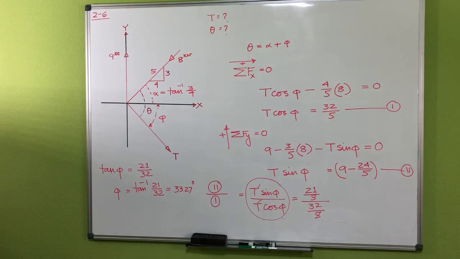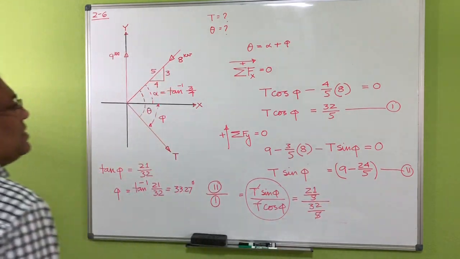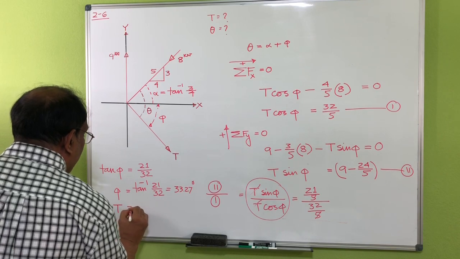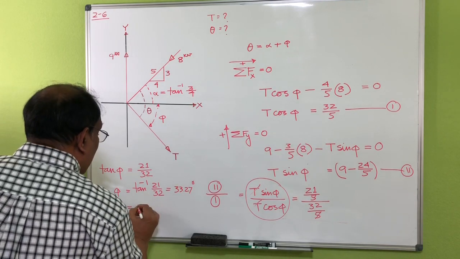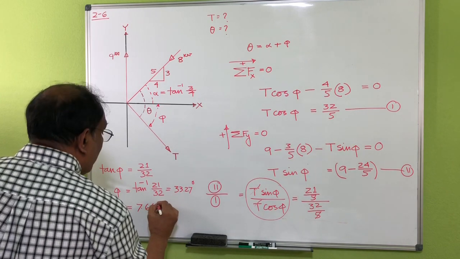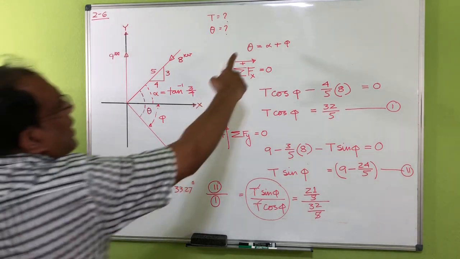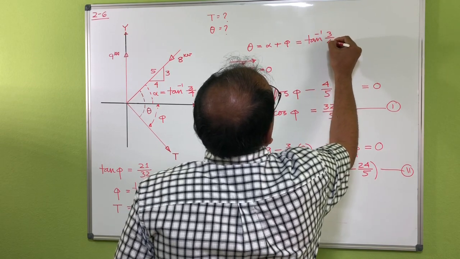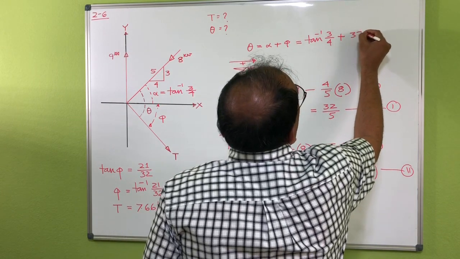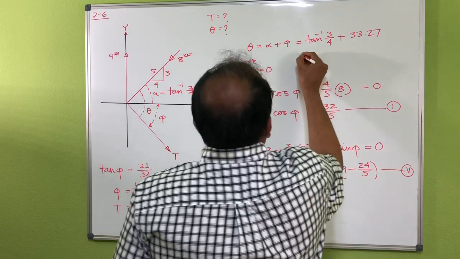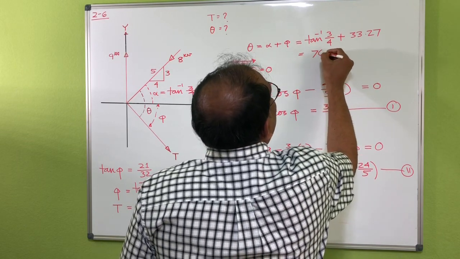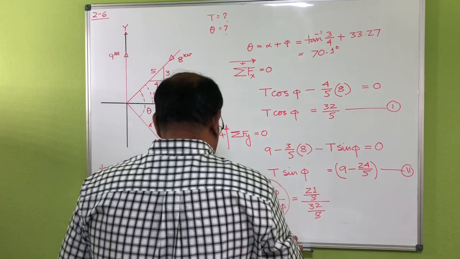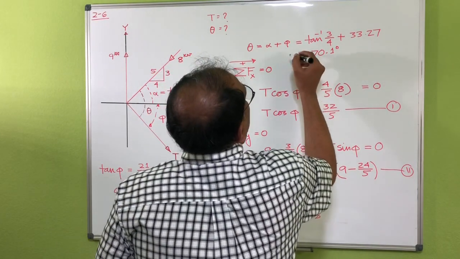Now if you plug the value of phi in any of those equations, then you can find out the value of t, which is basically 7.66 kilonewton. Now they ask you to find the theta, so alpha is basically tan inverse 3/4 plus 33.27, that's basically 70.1 degrees. So that's your answer here.